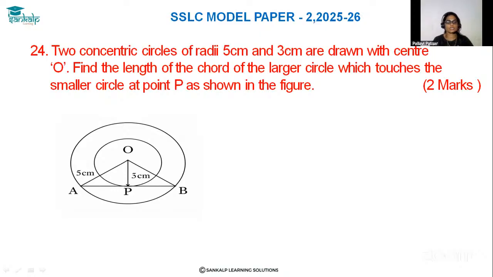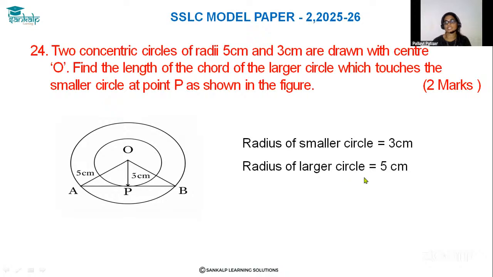Hello everyone. Look at the question number 24. Two concentric circles of radii 5 centimeter and 3 centimeter are drawn with center O. Find the length of the chord of the larger circle which touches the smaller circle at point P as shown in the figure. So identify the given radii and apply the Pythagoras theorem. So here the radius of the smaller circle is equal to 3 centimeter and the radius of the large circle is 5 centimeter.